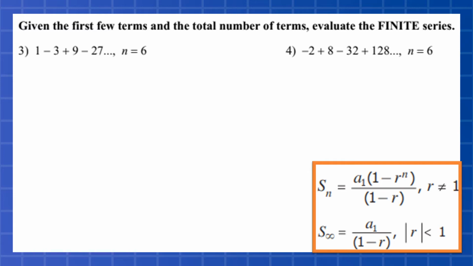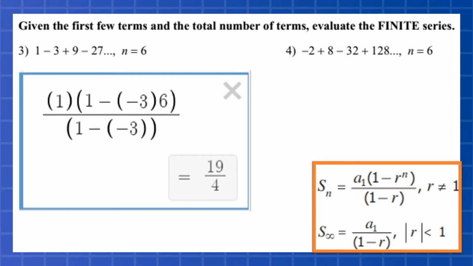So we have 1 and then -3 and then 9 and then -27. You see there's a pattern. We are starting with A1. A1 means what are we starting with? We're starting with 1. We also are multiplying by something each time. So from 1 to -3 to 9 to -27 and so forth, what we're doing is we're multiplying by -3. And that's how we identify our A1 and our R. They already gave us the N, so we can go ahead and plug it into our formula. This one ends up being 19/4, or as a decimal is fine.